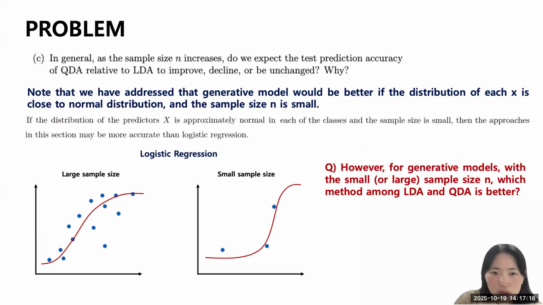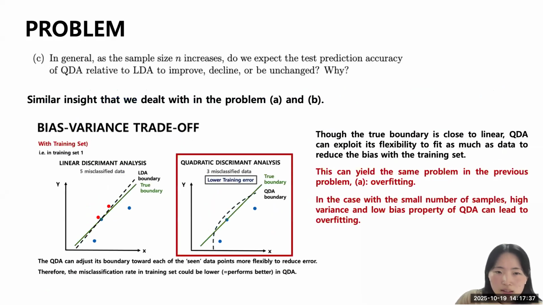Now let's move on to part C, which asks about how the sample size affects the test accuracy of QDA relative to LDA. We already learned that the discriminative model also performs better with larger sample size. Then how about the generative model? This part connects back to what we discussed in A and B.